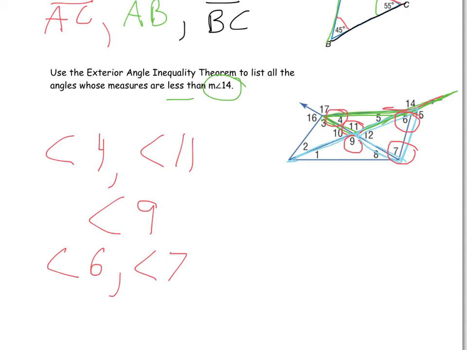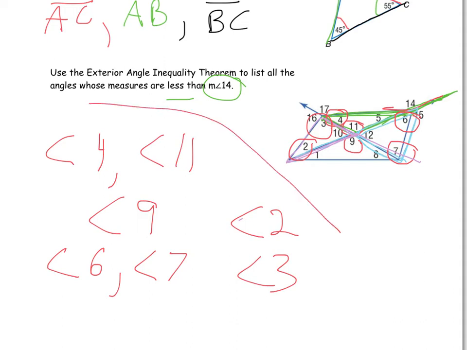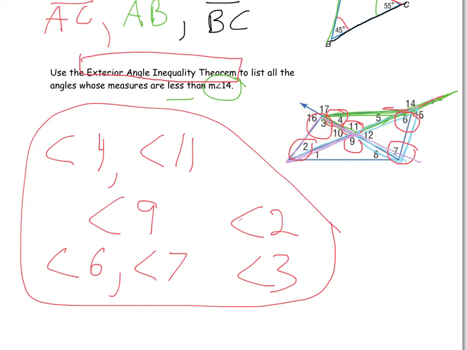Okay, and our last possibility in this situation, we have this exterior angle is exterior to this triangle, which means 9 is an exterior angle. It's greater than the two remote interior angles of 2 and 3. And we can add that to our list because if 9 is less than 14 and 3 and 2 are less than 9, then 3 and 2 are less than 14. So all the ones circled in red, written down right here, those are all angles that are less than angle 14, and we used the exterior angle inequality theorem to prove that.